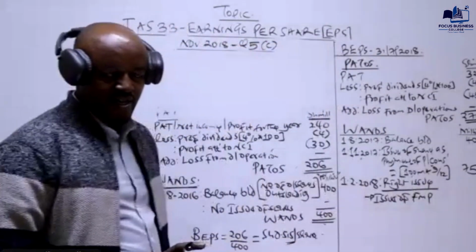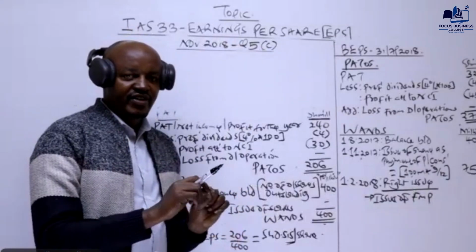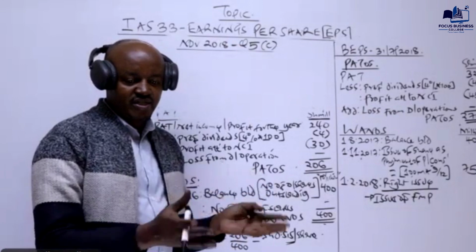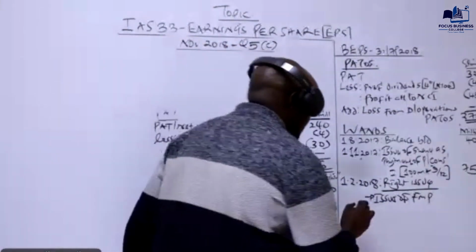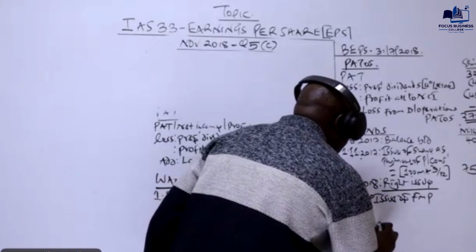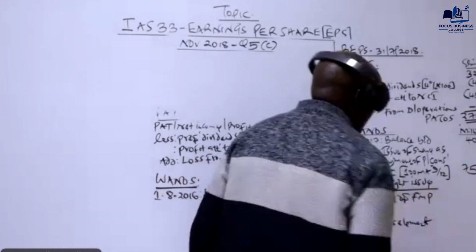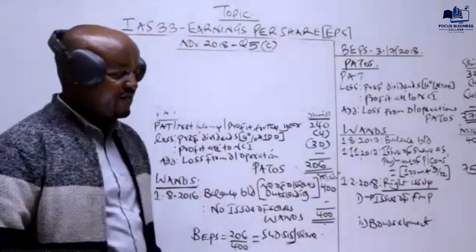Remember, I've given you a formula to compute this. We compute the amount received divided by the theoretical ex-rights price. Those shares should then be weighted on a time basis. Roman 2, we compute the bonus element. These are the shares which were issued free of charge.